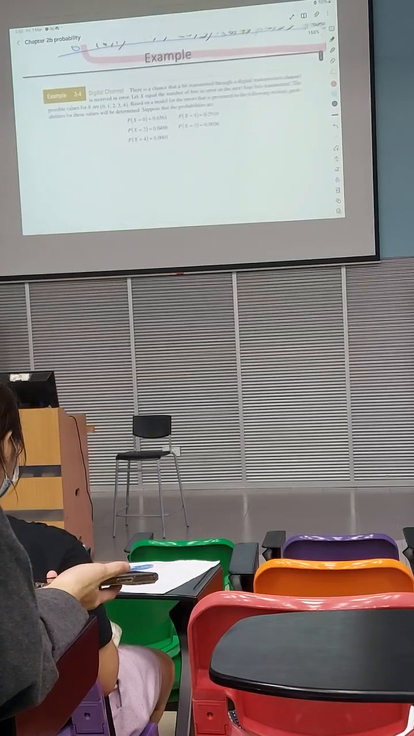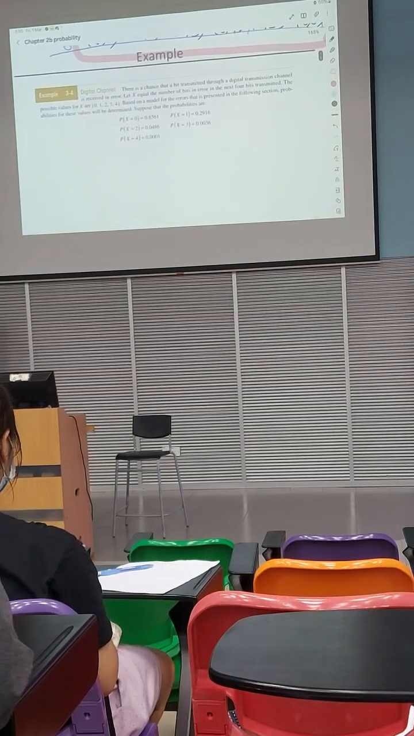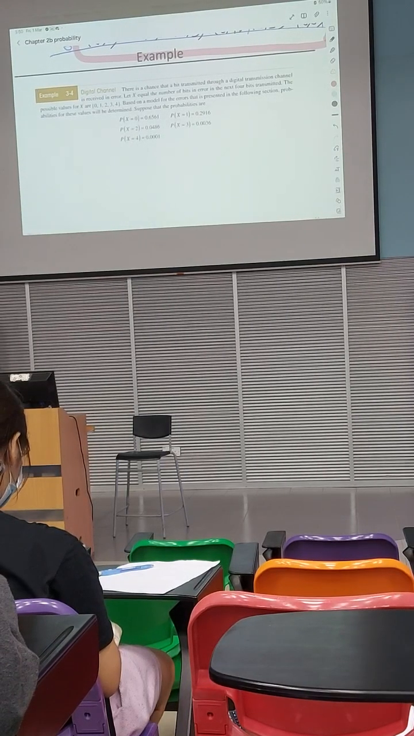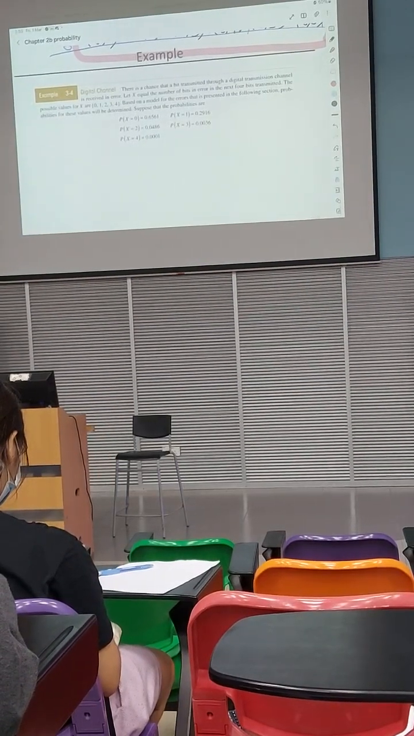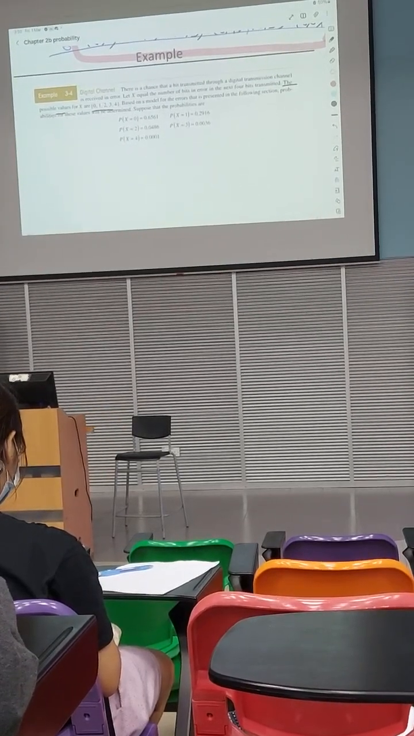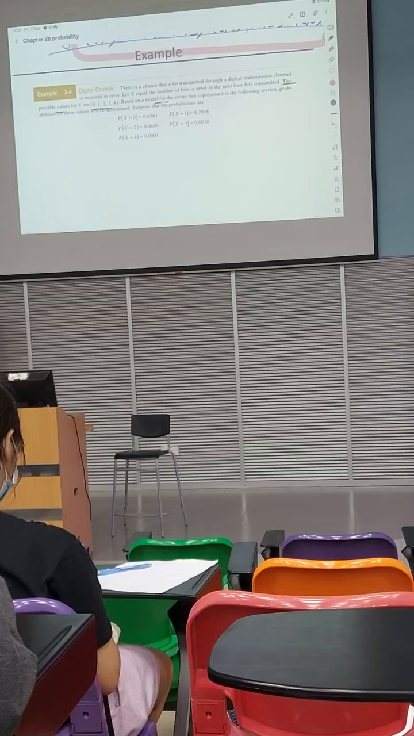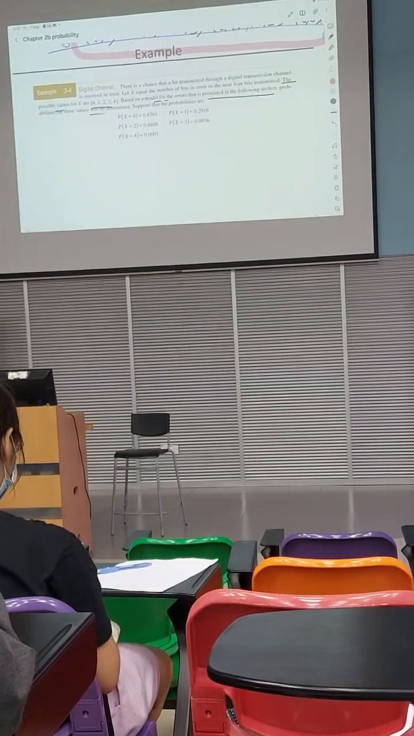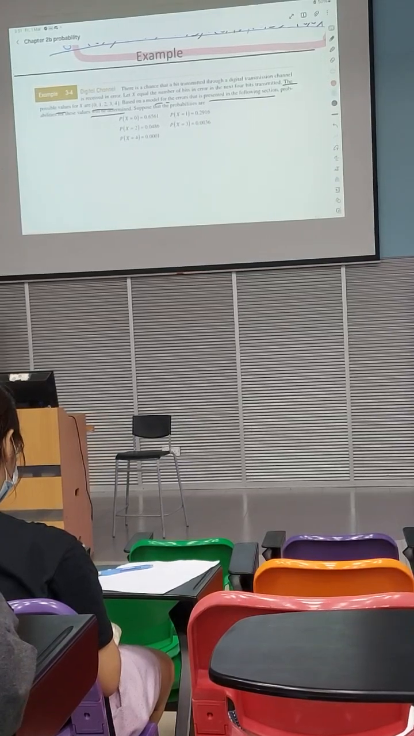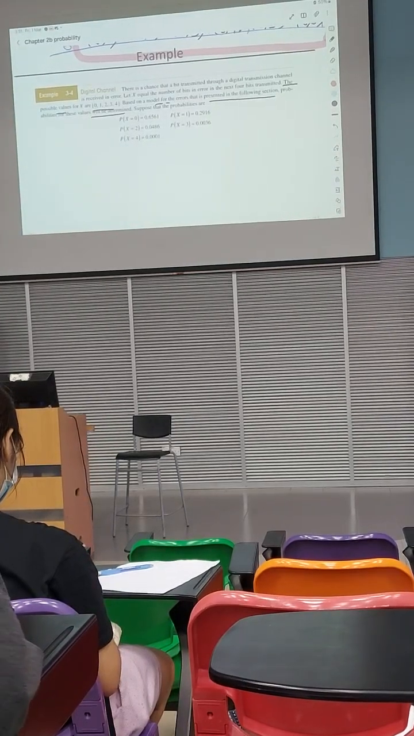Okay, so now, I give you some time to read this question. In this case, a bit is transmitted through a digital transmission channel. The possible values for x are 0, 1, 2, 3, 4. Based on the model for the error that is presented in this section, the probability of these values will be determined. Suppose all these probabilities are given as such. They tell you already.